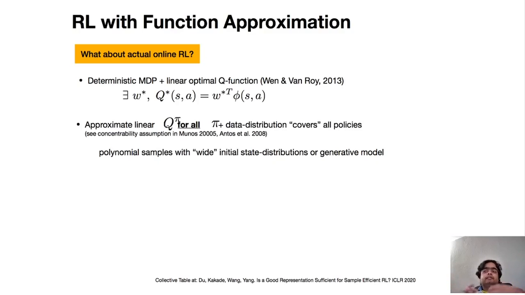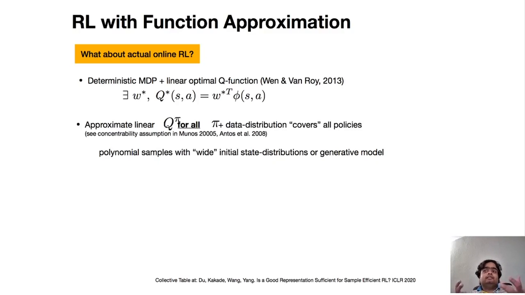And the data distribution, if it covers all policies, which is defined by this assumption, you will find in the papers that I linked, then you would require only polynomial in the horizon many samples when you have wide initial state distributions, or when you use a generative model. Which means if you have enough coverage over your state space and you can start from enough regions such that the data distribution that you're optimizing over covers all policies well enough, and your Q function Q pi is linearly representable, then you can get polynomial sample complexity.